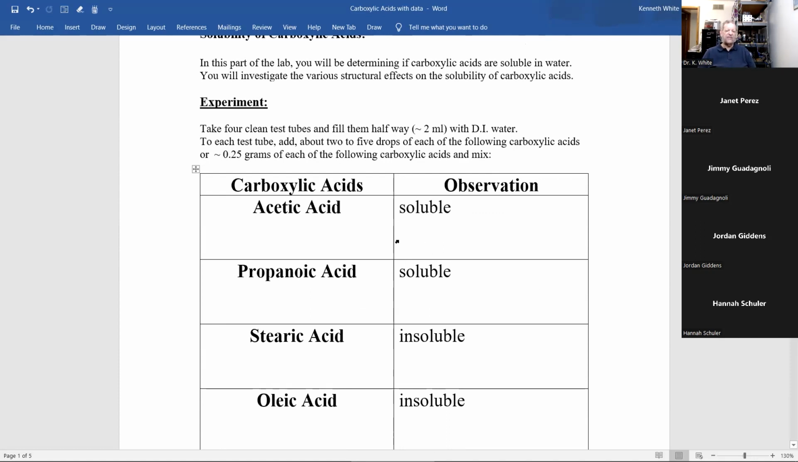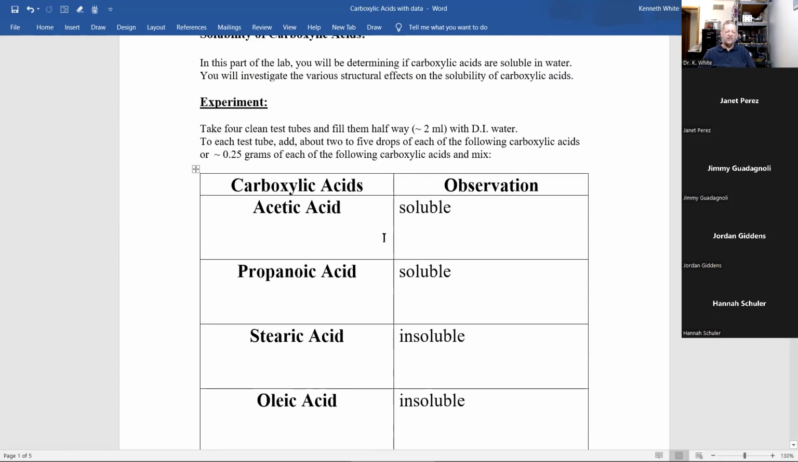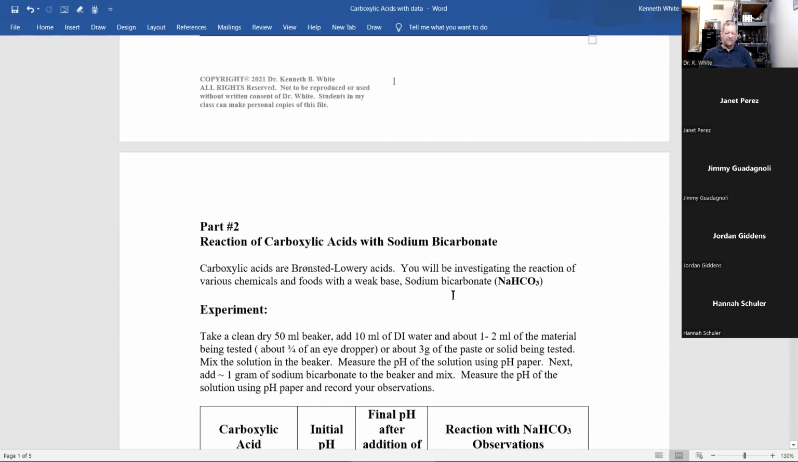Now, you'll be using acetic acid, propanoic acid, and stearic and oleic acid. Stearic and oleic acid are common names. You can find the structures using Google or your favorite search engine. And if you notice, acetic acid is soluble, propanoic acid, soluble. Ooh, stearic acid, insoluble. Oleic acid, insoluble. And that's the first part.